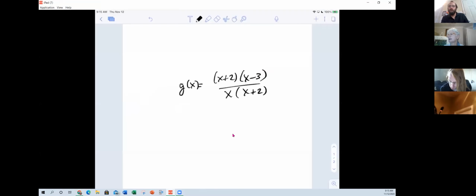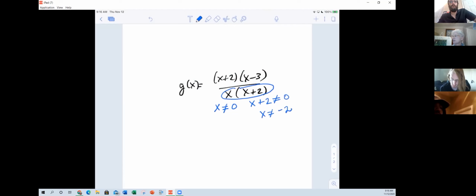Okay, so whenever we're asking for the domain, what we're really asking is what can x not be? All you're really concerned about when we're working with rational expressions is usually what's in the denominator. Whatever's in the denominator can't be equal to 0. So this guy and this guy cannot be equal to 0. So x can't equal 0, and also x cannot equal -2.